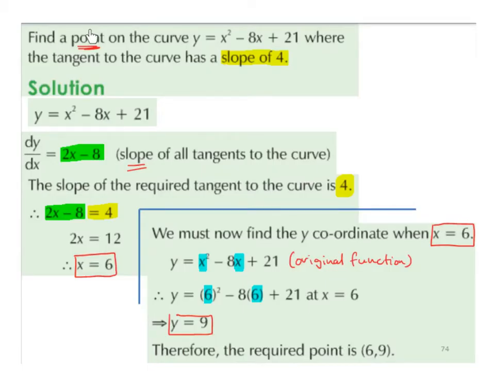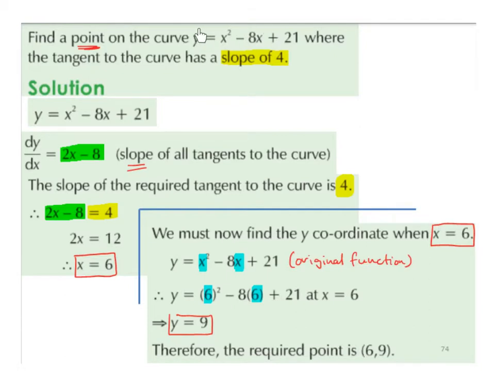Find a point on the curve y equals x squared minus 8x plus 21, where the tangent to the curve has a slope of 4. So there's no mention here of differentiation. We're not asked to find f prime x or dy dx. But when tangents, curves and slopes are mentioned, we want to start thinking differentiation.